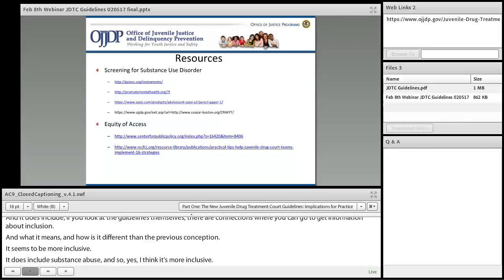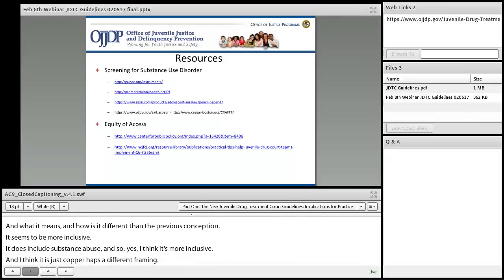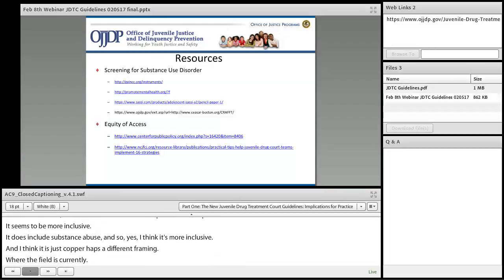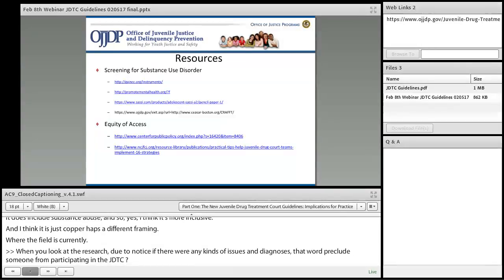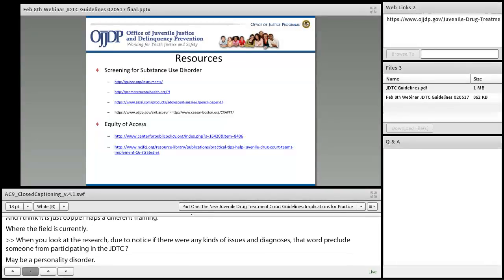And when you were looking at the research, did you notice if there were any kinds of issues and diagnoses that would preclude somebody from participating in a juvenile drug court? Some kinds of personality disorders. I know we sometimes see sex offenders excluded just as a matter of course, but was there anything in the research that really pointed that direction?